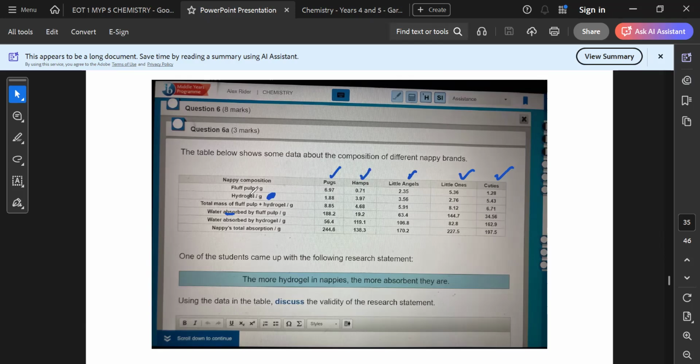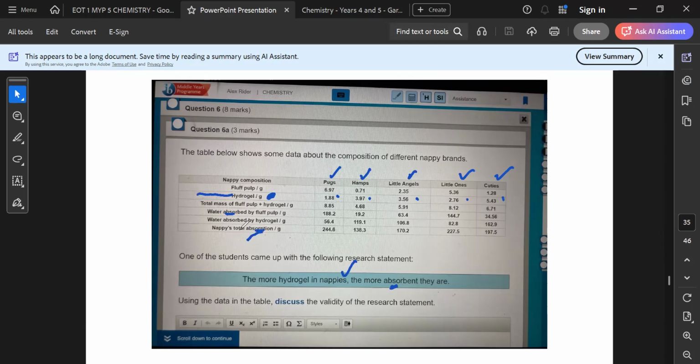So look at the amount of hydrogel in each of them. The amounts are here, here, here, here. Now they're saying that the more hydrogel you have, the more water you absorb. It's water or urine. Well, the more liquid you absorb. Okay, is that true? So what you do, you will compare this statement here and the nappies' total absorption.